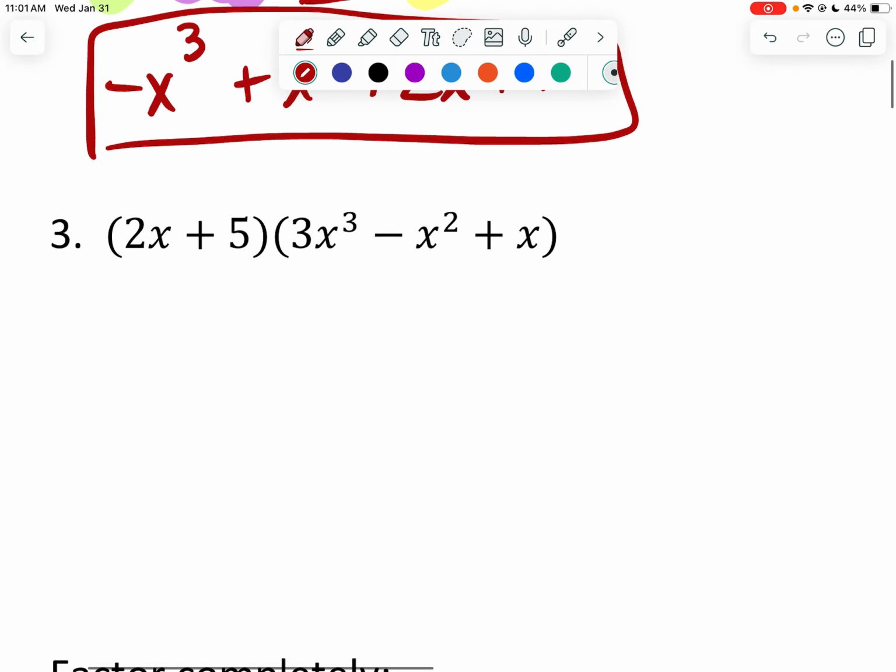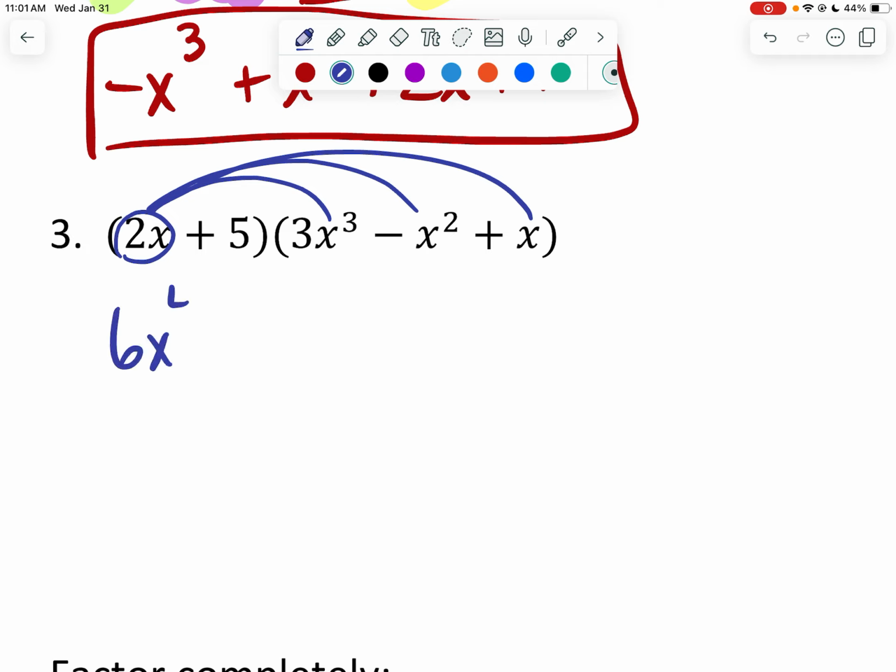And then a question like number 3, that one's a little bit different. There's nothing in between, so it means multiply. We want to take this 2x and multiply it to everything on the other side. So 2x times 3x to the third, that's going to give you 6x to the 4th. Multiplying, you do change the exponents. 2x times negative x squared, that's minus 2x to the third. And then 2x times x, that's plus 2x squared. So distribute the 2x to everything and then do the same with the 5.